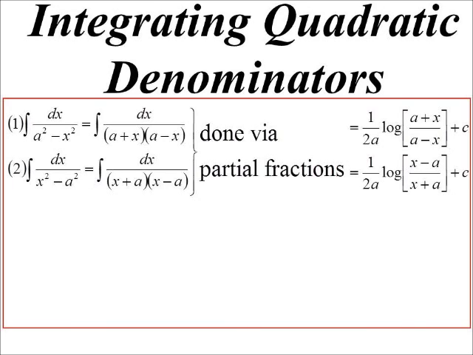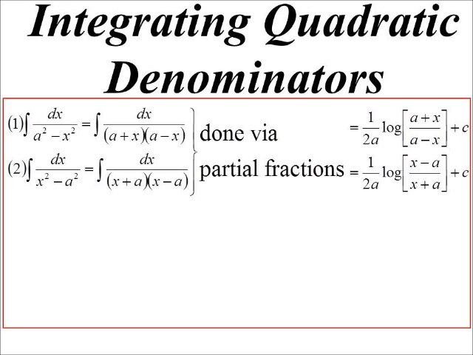Okay? Then they both go log. Then the first one goes a plus x, a minus x, and the second one goes x minus a and x plus a. So how do I remember which way to go? Okay. It all comes down to the integral. Okay, it's just how my mind works, all right?